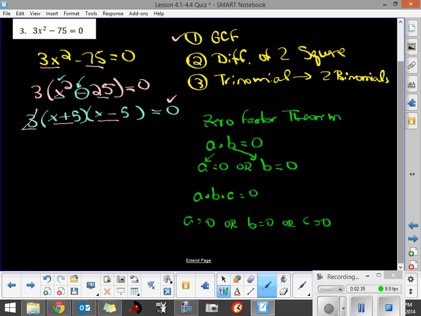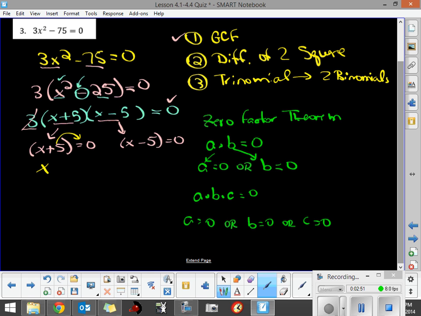Well, the 3 can't be 0, but I sure could put in a value of x that would make this factor equal 0. I'm going to find out what that is. And I could also find a number I could replace x with to make the other factor 0 as well. So then I solve each of these independently.